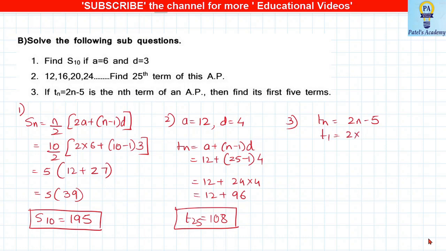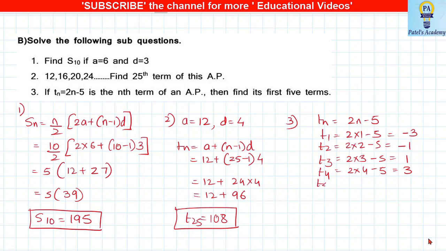So T1 equals 2 into 1 minus 5, that is minus 3. T2 is 2 twos are 4, 4 minus 5 is minus 1. T3 is 2 into 3 minus 5, 2 threes are 6, 6 minus 5 is 1. T4 is 2 fours are 8, 8 minus 5 is 3. And T5 is 2 into 5, 10, 10 minus 5 is 5. So these are the 5 terms of an AP.